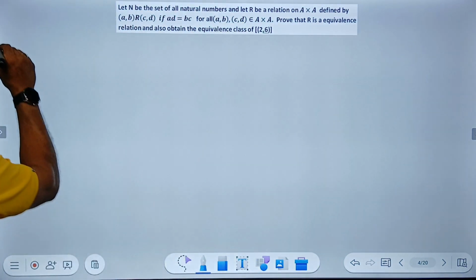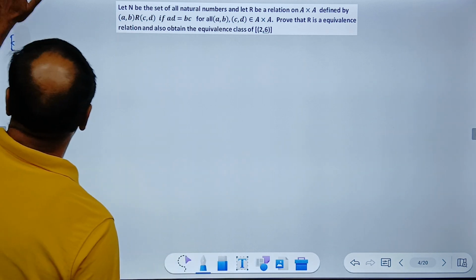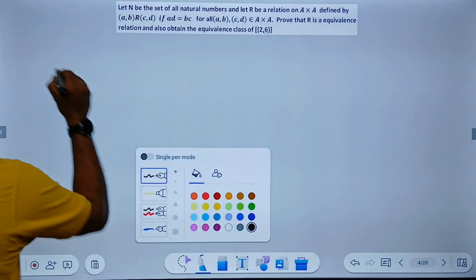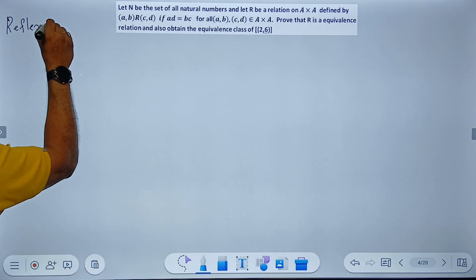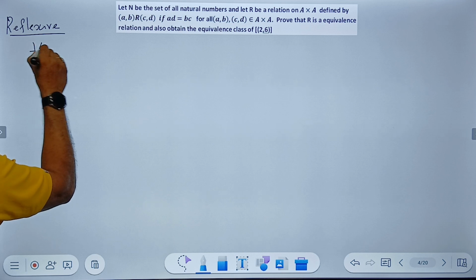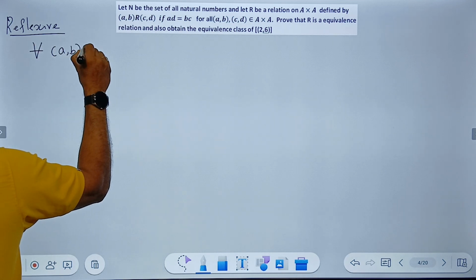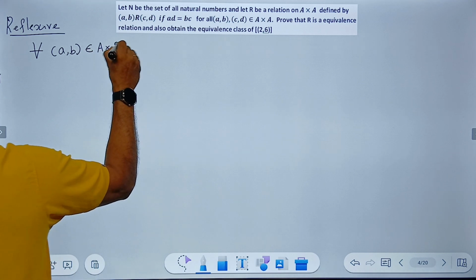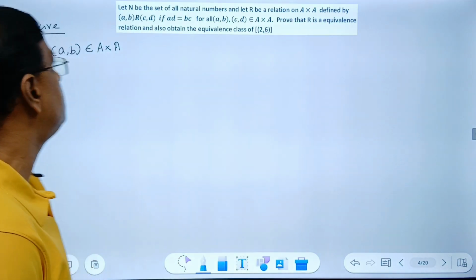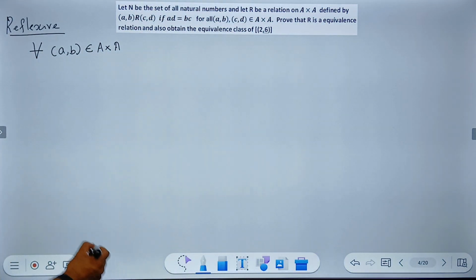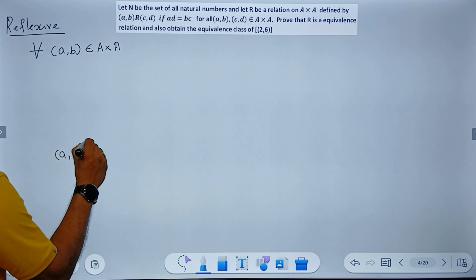So let us see. Now I want to verify reflexive. Okay, I will verify reflexive first. Reflexive. So how many elements I should choose? I choose one element. Where should I choose? I should choose it from A cross A, because the relation is from A cross A. Your relation is defined on A cross A, just like the previous problem. Now, what I wanted to prove, I have to prove that (A, B) is related to (A, B).